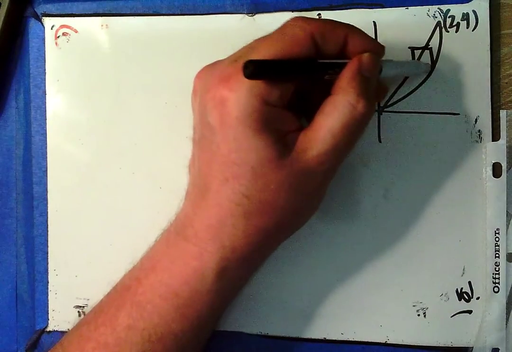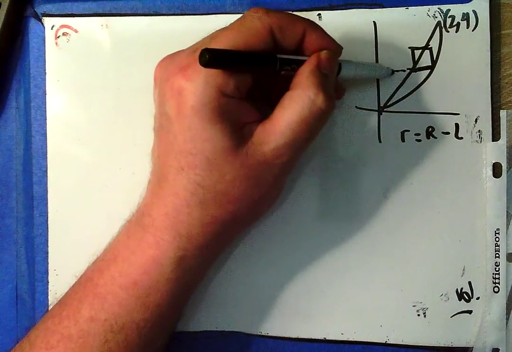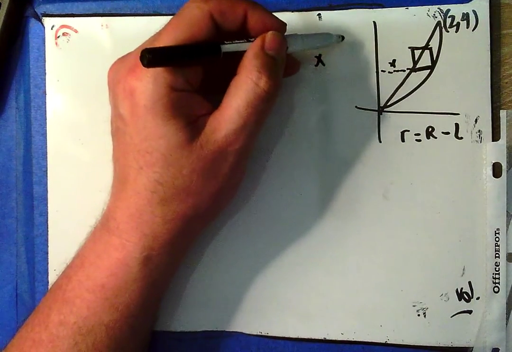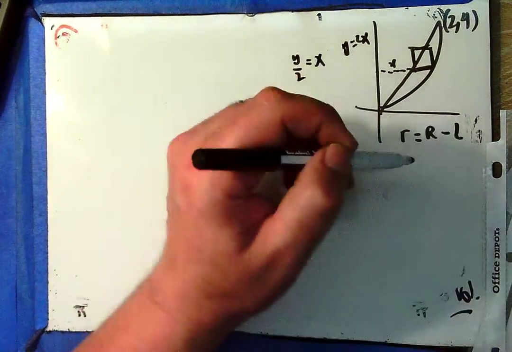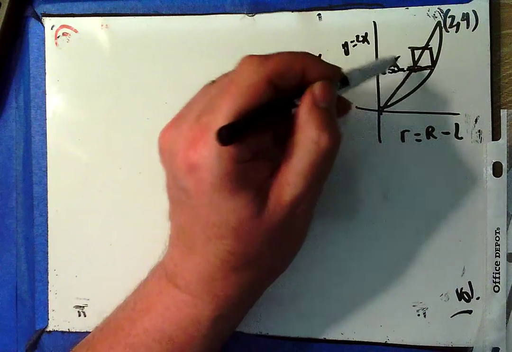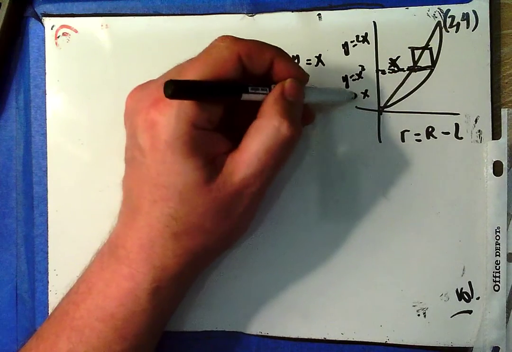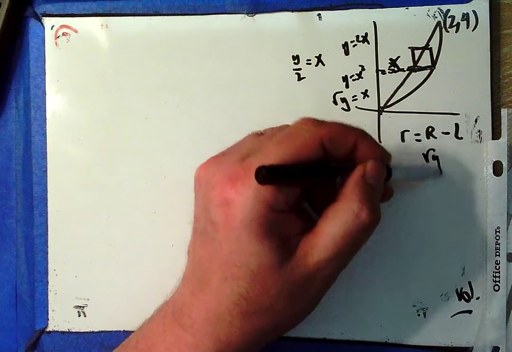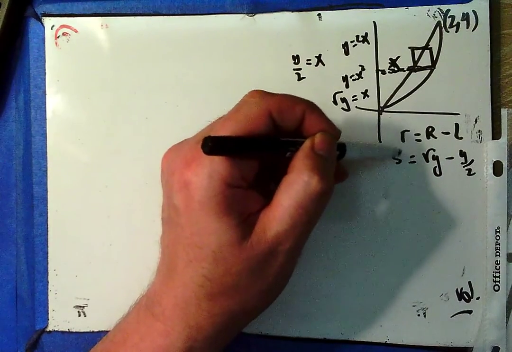So I need that side length, and that side length is right minus left. This distance is x for y equals 2x. So this x is y over 2. And this distance is x to the other curve. This is y equals x squared, and now I want x as square root of y. So my right function is square root of y, my left is y over 2, and that's going to be the side of this square.